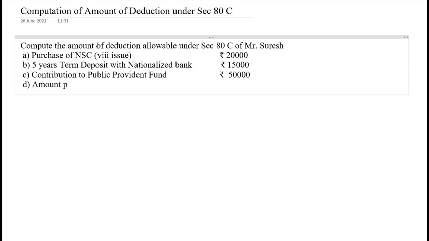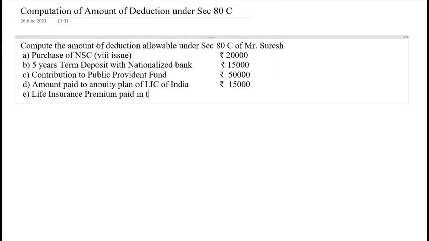Amount paid to annuity plan of LIC of India, rupees 15,000. Life insurance premium paid on the life of his father, rupees 20,000. So now from these details, we are required to compute the amount of deduction under section 80C here.